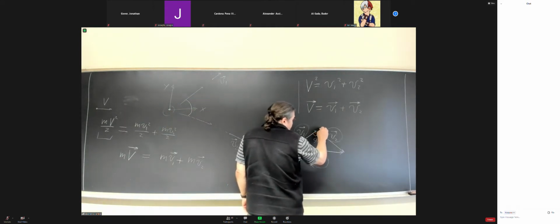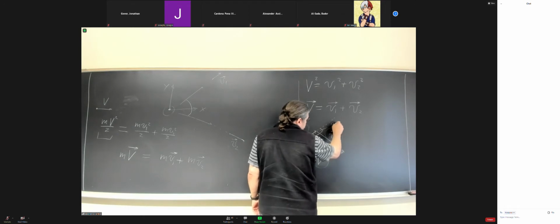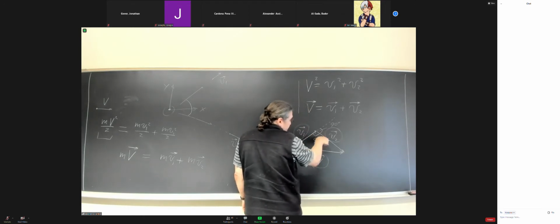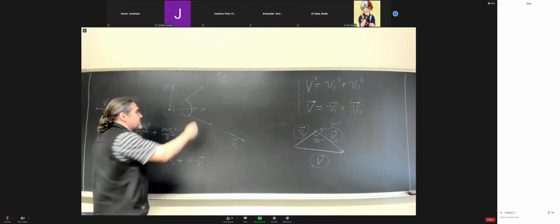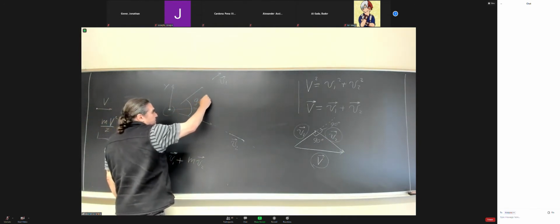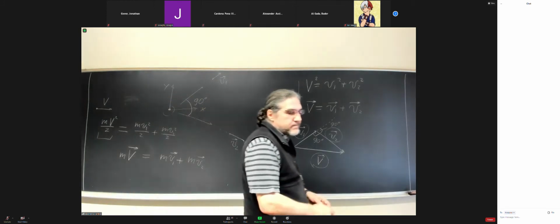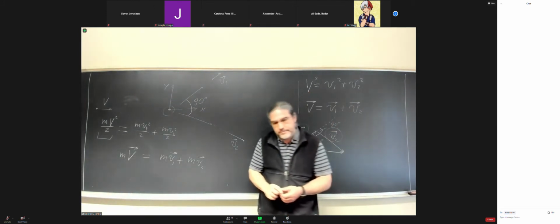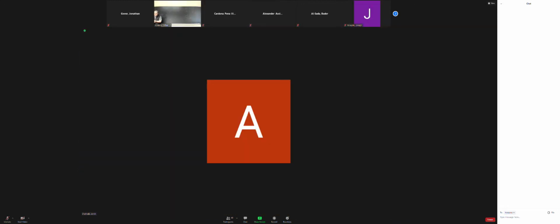So now if we continue, this angle is also 90 degrees. But this is exactly the angle between the two velocities. So this angle is 90 degrees. Okay? Does that make sense? Yes.